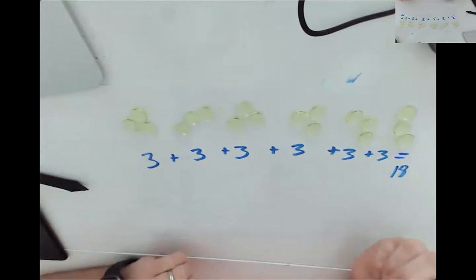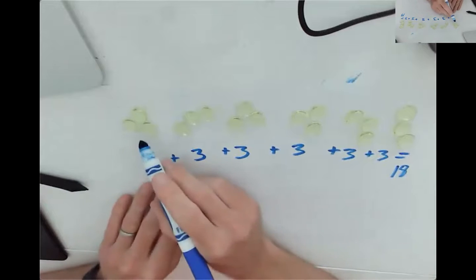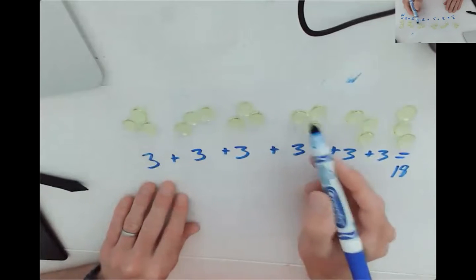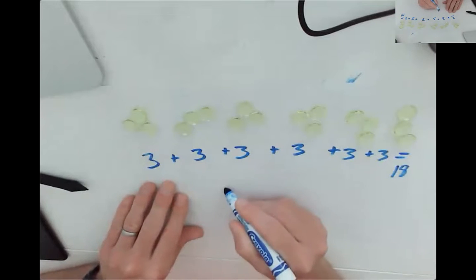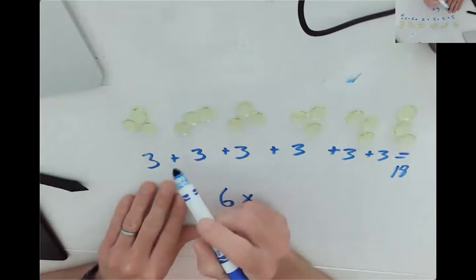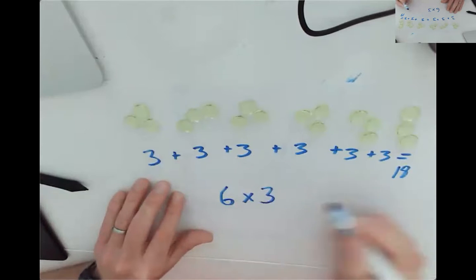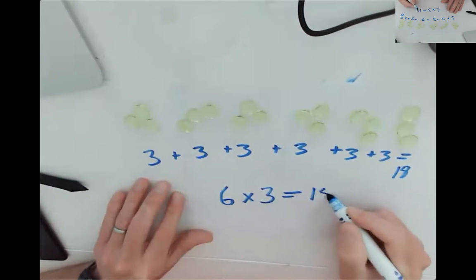And again, our multiplication sentence is going to be the number of groups we have. And again, we have 6. 1, 2, 3, 4, 5, 6. 6 groups times the number in each group, or the size of the group. And the size of the group is 3. And then we know our answer will remain 18. Our product is 18.